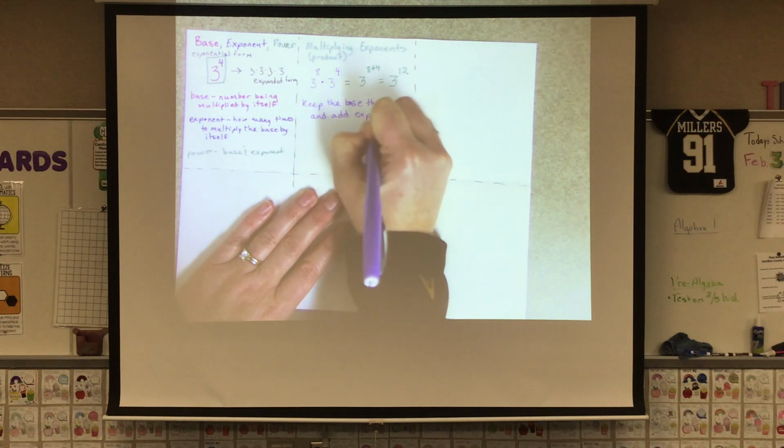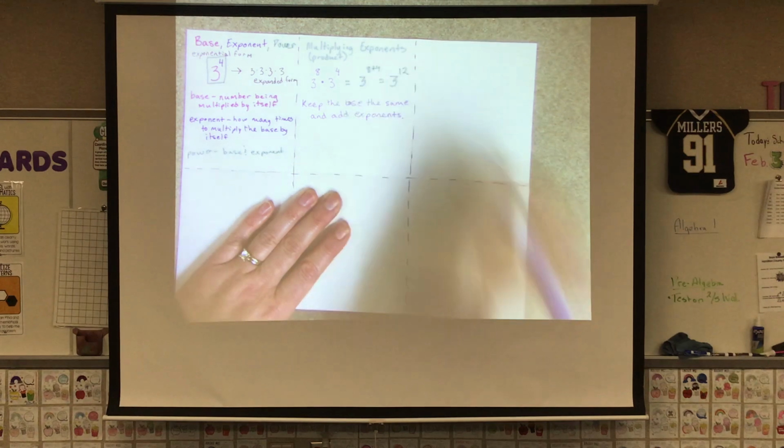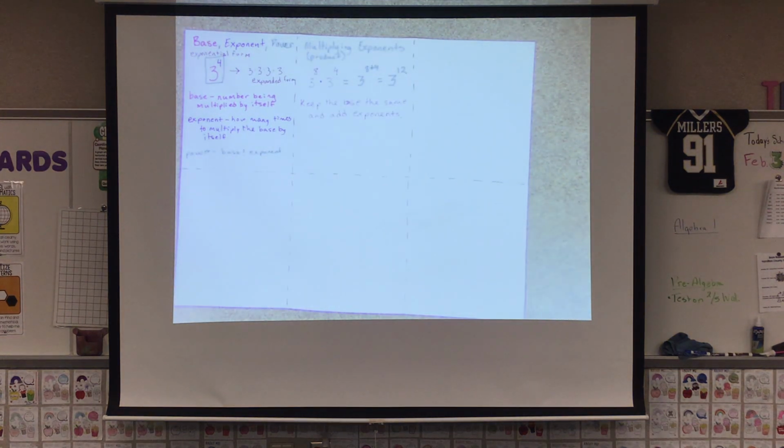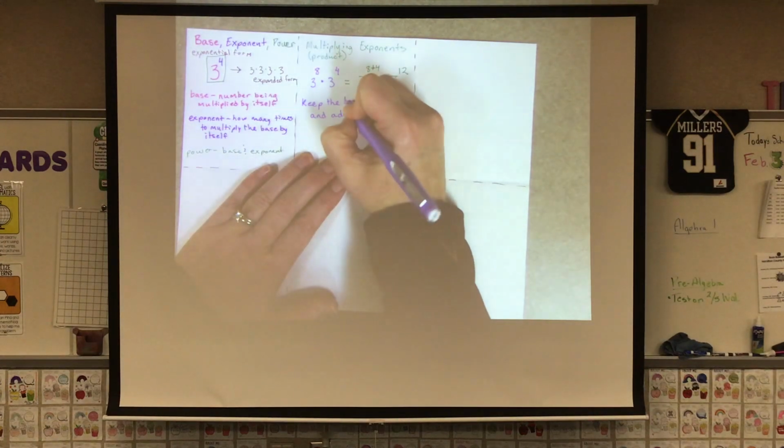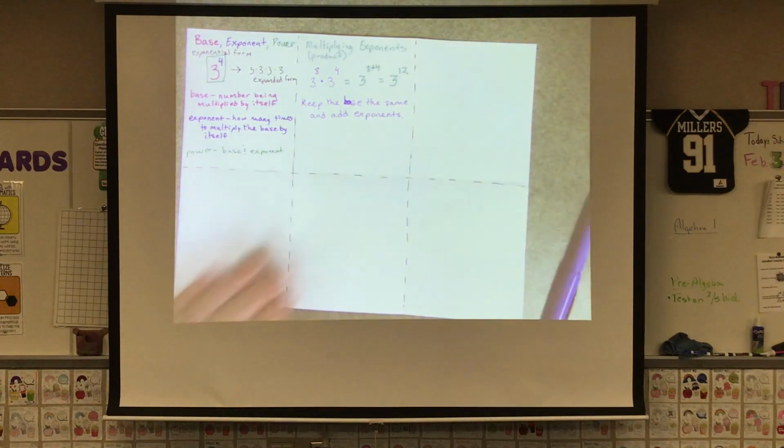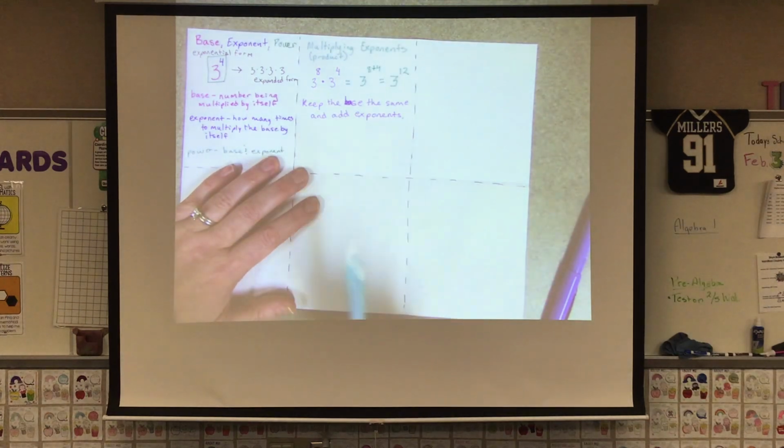So the most common mistake is that people will try to multiply the bases and say that that is 9 to the 12th. No, base stays the same. And I'm sorry about my handwriting there. There we go. Now, this is why this ends up working.